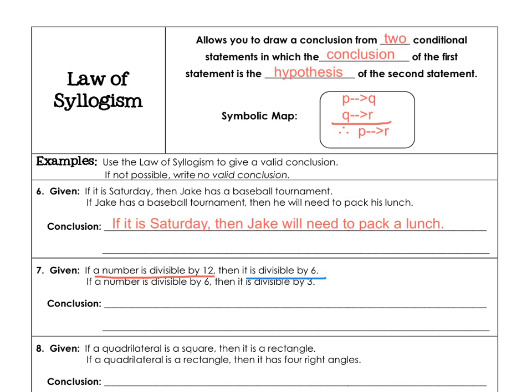When we look at our second conditional statement, we have a number is divisible by 6, which is identical to the conclusion in the first conditional statement. And then we have a new conclusion, it is divisible by 3. So since these statements are identical, we can eliminate those two statements and just join these two to make our conclusion. If a number is divisible by 12, then it is divisible by 3.